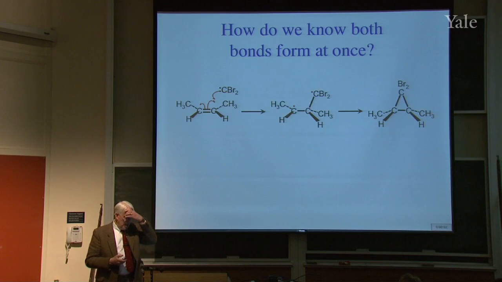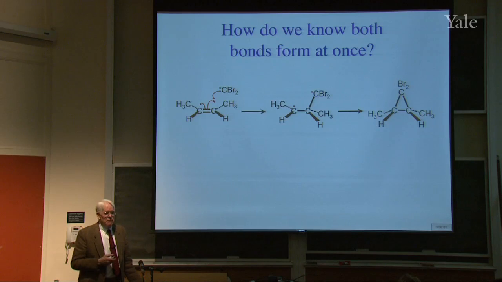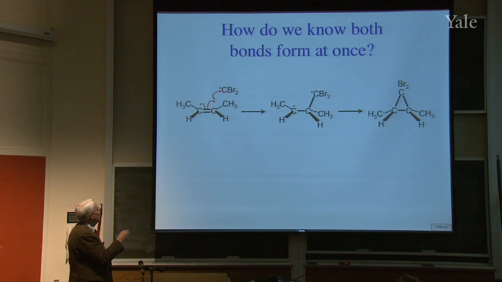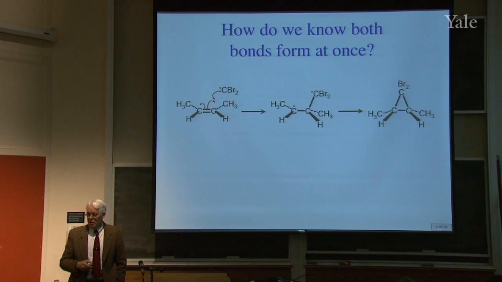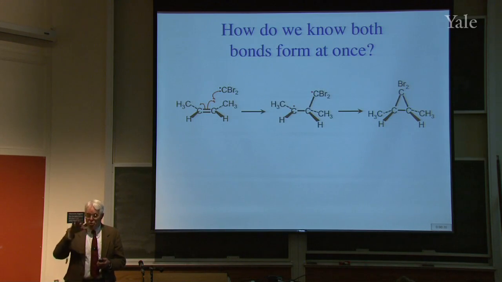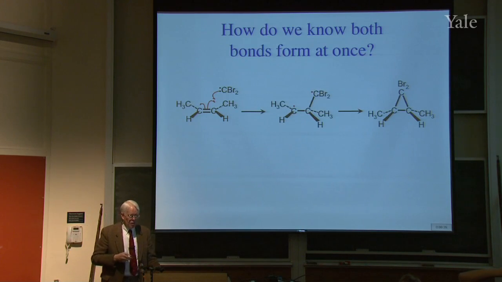Okay, now, how would we know that both bonds form at once? Because an alternative mechanism would be for this thing to act as if it were a radical. For one electron to come in here, one electron of the pi bond to go here, the other to go on here, to give this diradical intermediate, which then, in a second step, could close the bond, right? How do we know whether there's an intermediate like this in the reaction, or whether we just have a transition state that we just drew where both of the bonds are being formed at once? What experimental test could one perform to see whether both bonds are being formed at once?